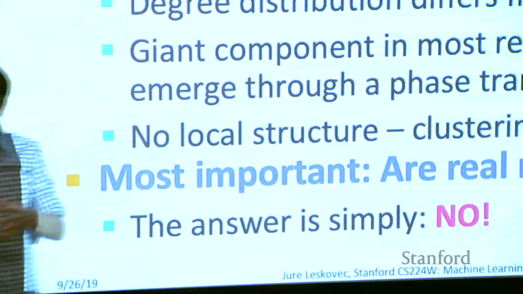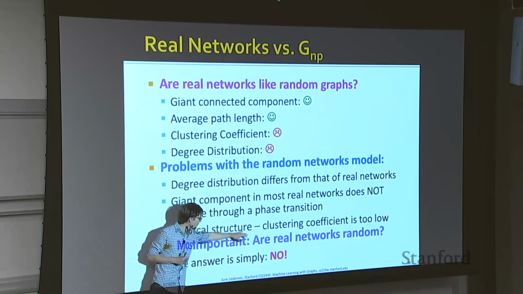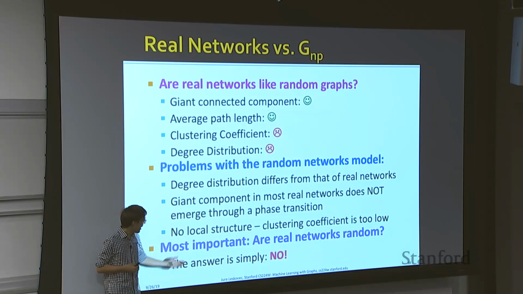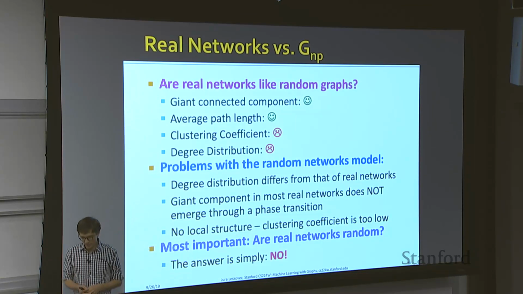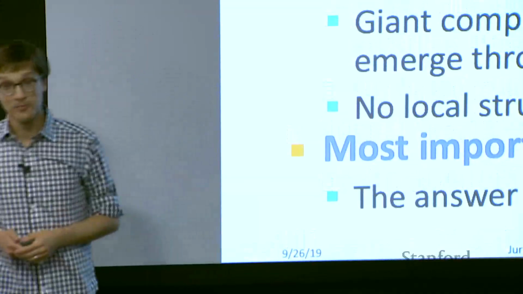This giant component does not emerge through this kind of phase transition that I showed you, and they have no clustering coefficient, right? So are real networks random? Like the random graph model, the answer is simply no. So it's not the case.